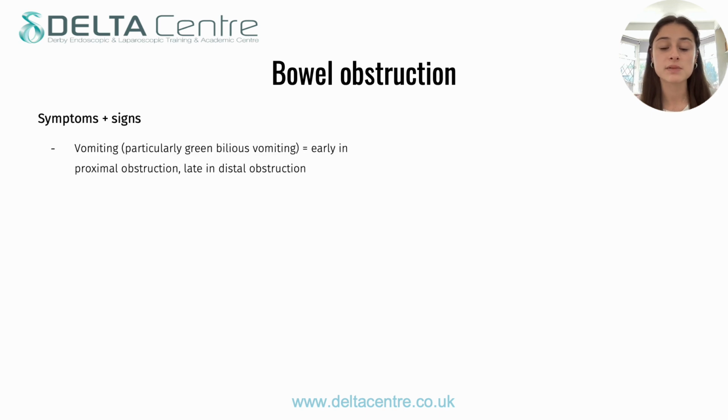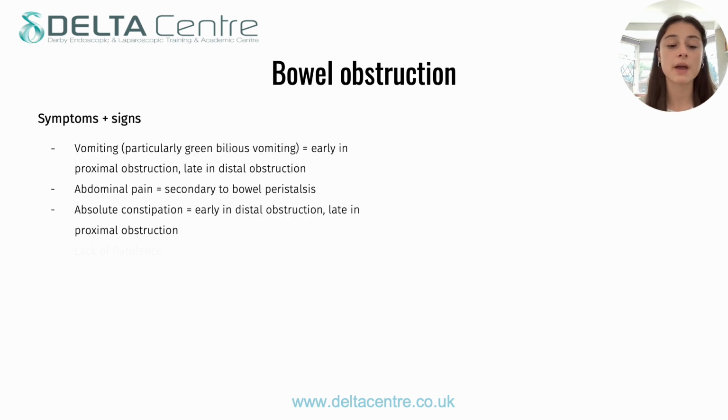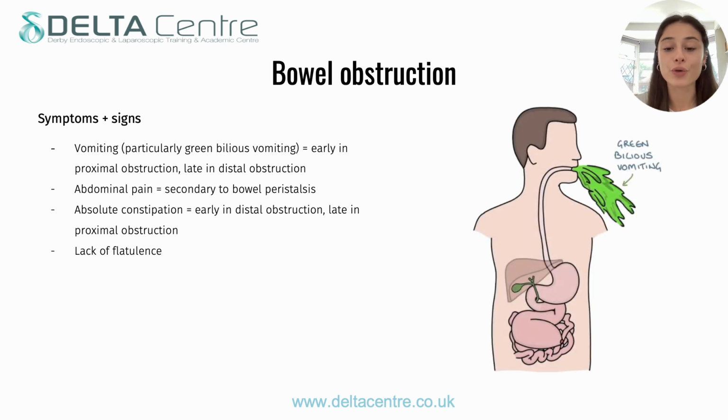Then, in terms of what symptoms and signs you want to look out for, the patient might present with vomiting, especially if they describe it as green. It's called green bilious vomiting. That tends to be early in proximal and late in distal obstruction. If you think about the intestines, it makes sense that it will be early in proximal because it's further up, close to the stomach and the biliary tree.